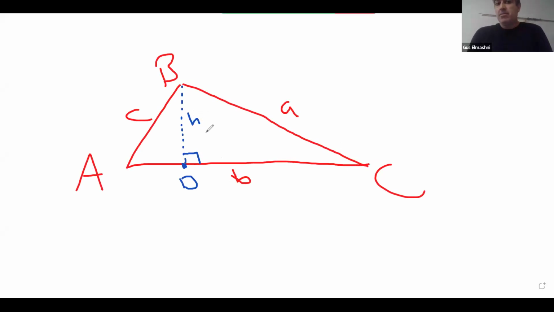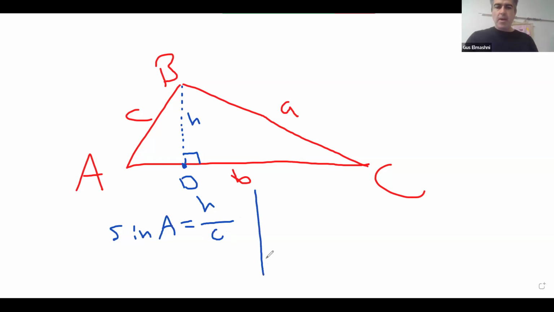So let's think about sine of angle A. How would I write an expression for sine of angle A? If I focus on triangle ABD, not the whole thing, just ABD, how would I write this? Sine of angle A is opposite over hypotenuse, so H over c. That is SOHCAHTOA, clearly. All right, let's look at the other right triangle, CBD. So sine of angle C is what? H over a, right? H over a.